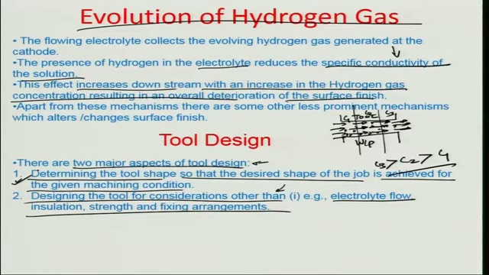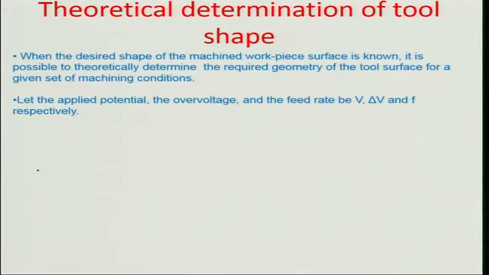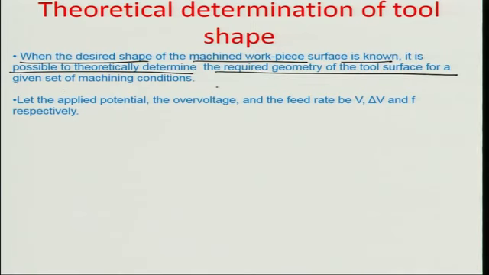In that context, I would like to have a little bit of theoretical determination of the tool shape, particularly in the case of the ECM process. When a desired shape of the machined workpiece surface is known, it is possible to theoretically determine the required geometry on the tool surface, which will cause this desired shape of the component or the design which has been planned earlier to be executed for a given set of machining conditions.